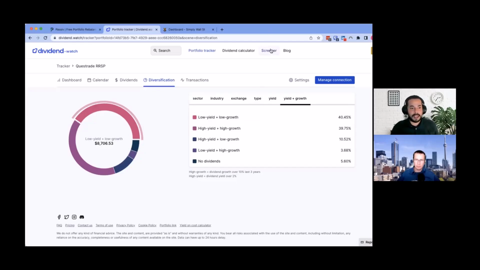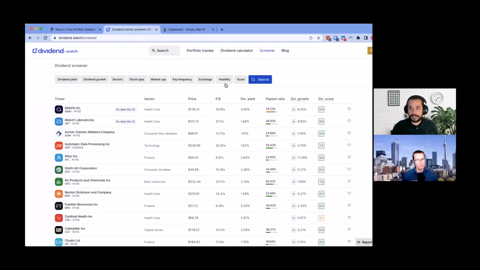And maybe if I was interested in adding more or tilting my portfolio to hold more dividend paying stocks, then I can use a screener and find stocks that have a high dividend yield or high dividend growth. That's not something Passive does, and it's something I really like about their tool.